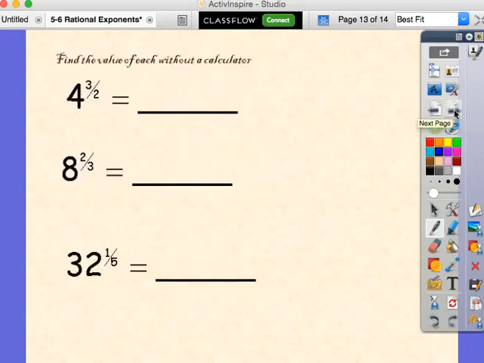All right, find the value of each without a calculator. Okay, I think it might be easier if you turn it into a radical. It would be easier for you to understand. So let's go ahead and rewrite this as 4 to the 3rd power, and then it's square root of that, correct? Okay, so 4 times 4 times 4, and then we're going to take the square root of it.